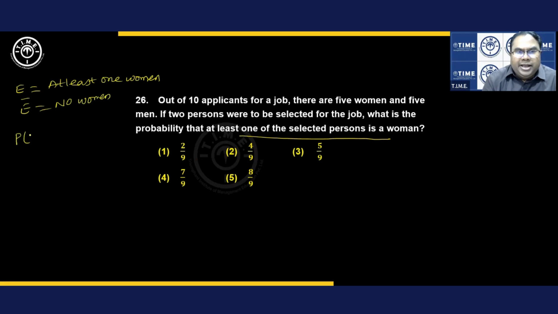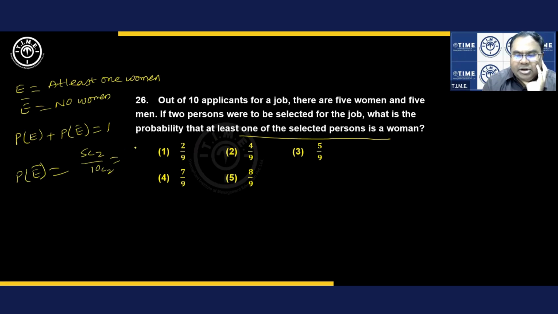Right? P of E plus P of E bar must always be equal to 1. But the probability of not selecting a woman would be P of E bar. I will select all the 2 people from men, 5C2 by 10C2. If we simplify this, we'll get 2 by 9. So what is P of E? 1 minus 2 by 9. That is 7 by 9. Right? 7 by 9 is present in choice 4.